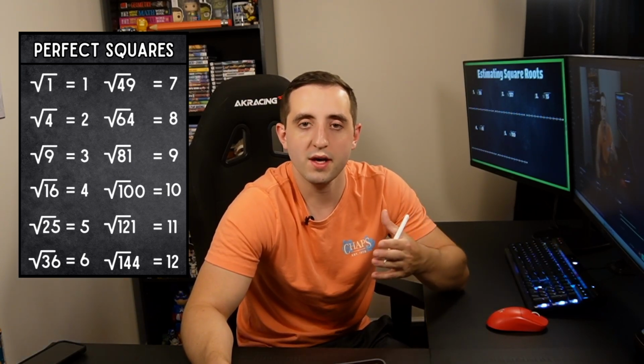So I'm going to pop up the perfect squares on the screen for you to take a look at. These perfect squares are the bread and butter to success when you're estimating non-perfect square roots, especially without the use of a calculator. So for example, if you take a look at the square root of 121, well, what number can you multiply by itself to give you 121 back? Well, the only answer that's right is 11.